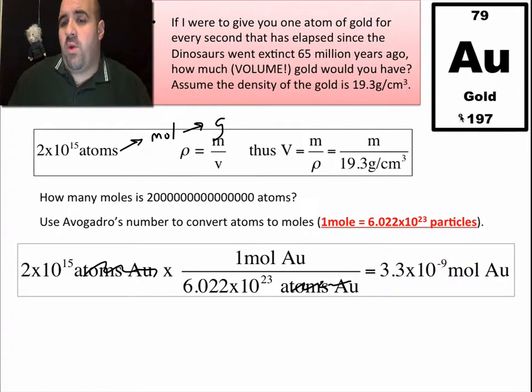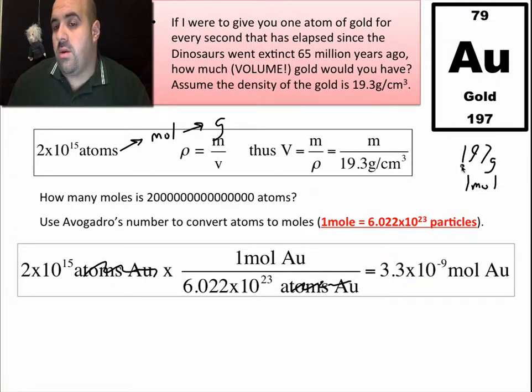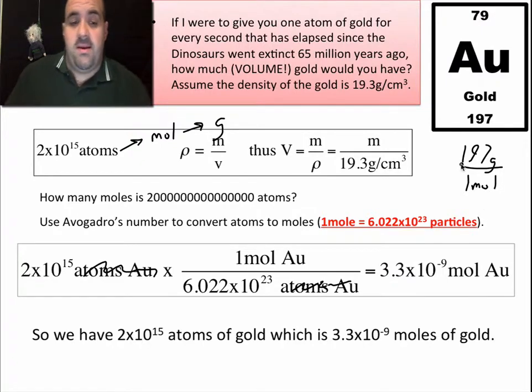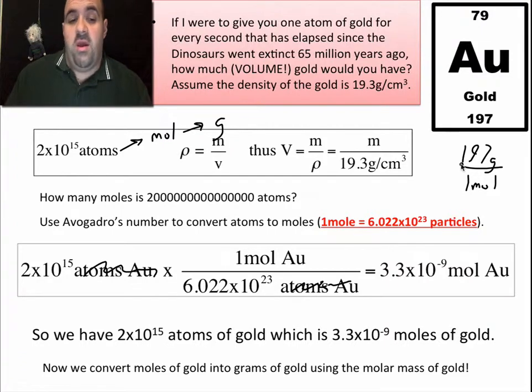And hopefully, if you had 1 mole of gold, you'd have 197 grams of gold, because gold is 197 grams per 1 mole. And you have a very small fraction of a mole, which means you have a very small fraction of 197 grams. So we have that many atoms of gold, 2 times 10 to the 15th, which is 3.3 times 10 to the negative ninth moles of gold. So now we're going to convert moles of gold into grams of gold using the molar mass, using another conversion factor.